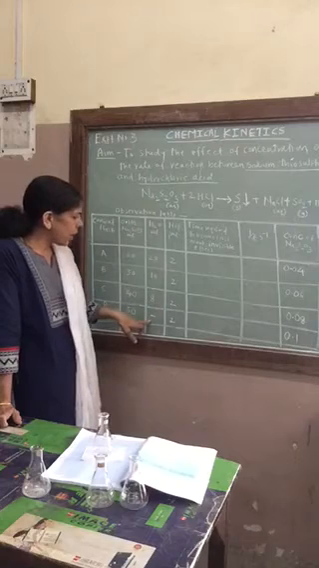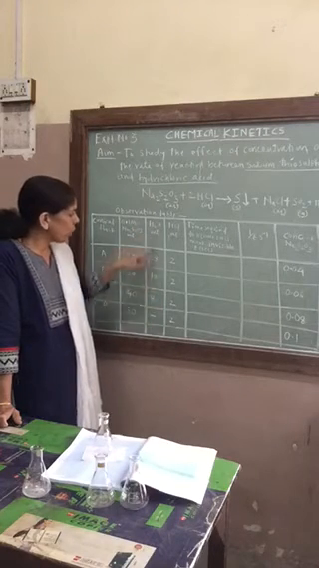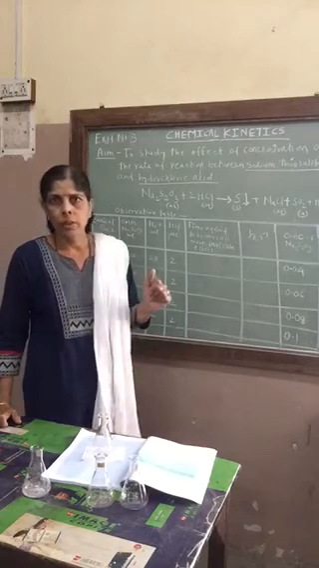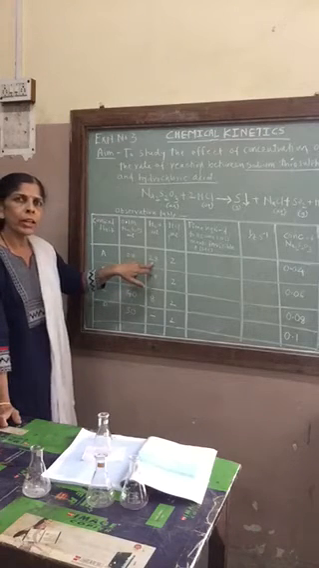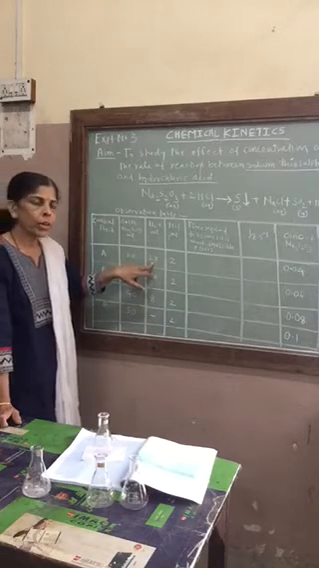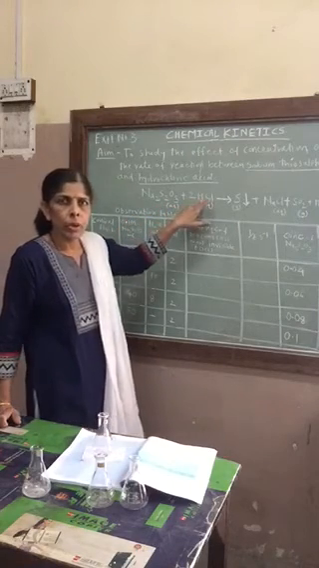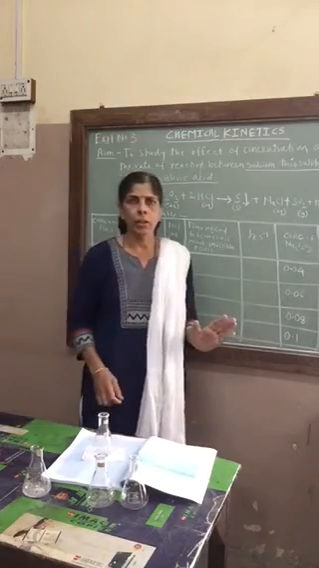Why is the concentration very high in flask D? Because we don't have water there. If water is added, the solution becomes dilute, so it will take a little more time for completion of the reaction between sodium thiosulfate and HCl. So the time will go on decreasing, that you have to remember.